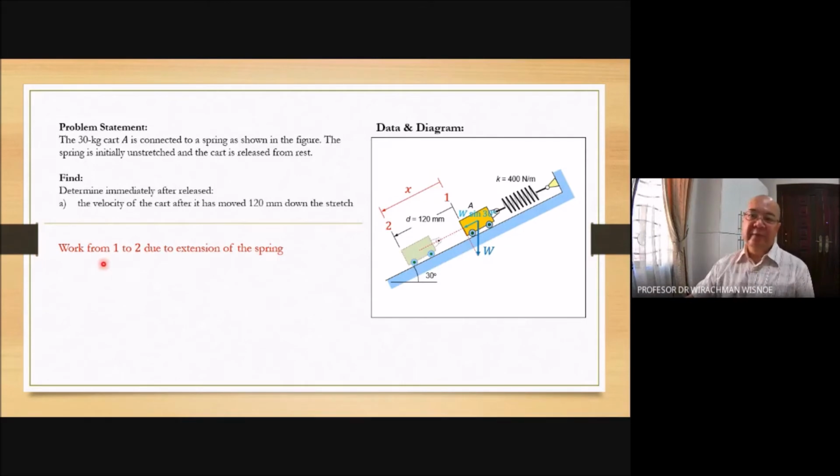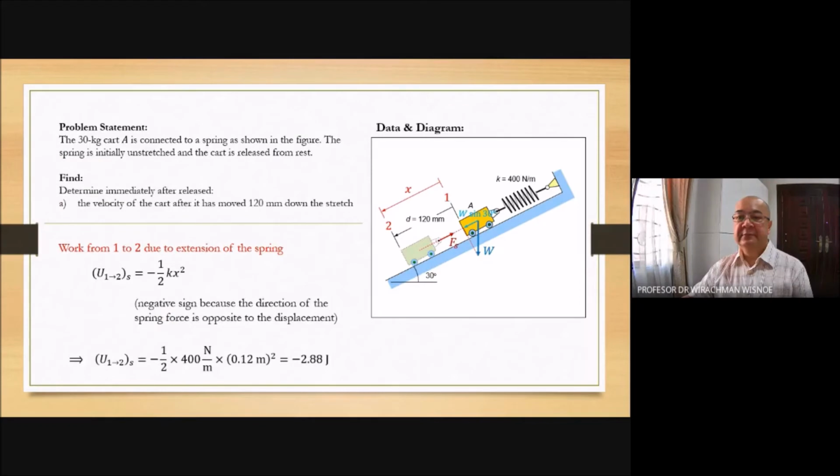Now let's see the work from 1 to 2 due to the extension of the spring. The spring will extend. Because of the extension, the force will be directed upward, but the displacement downward. So that will be the direction of the spring. The force is opposite to the displacement. It means we are going to have a negative work. Putting the values, you have work due to the extension of the spring of negative 2.88 joule.